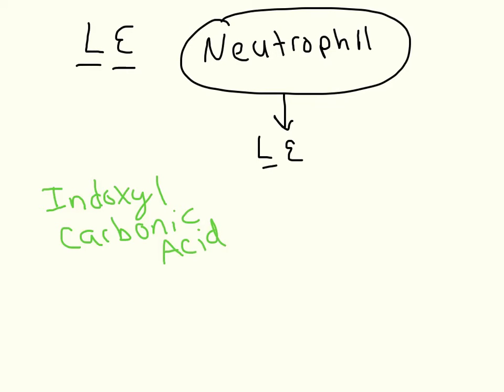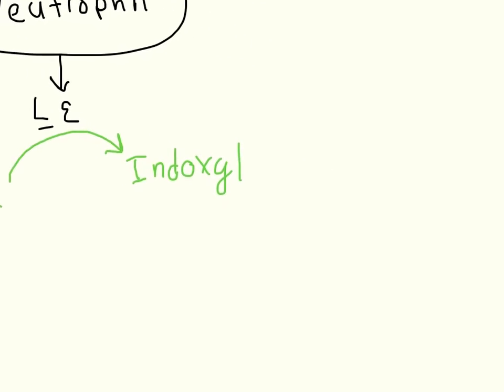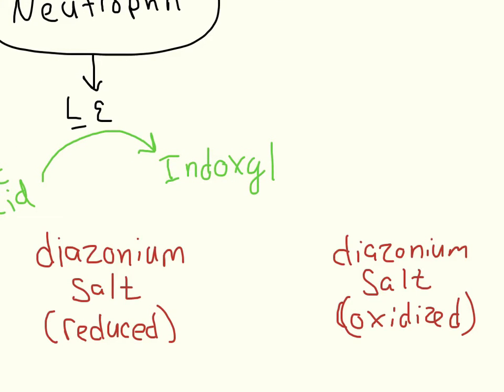So on our dipstick, we're going to have some indoxyl carbonic acid. In the presence of leukocyte esterase, that will get converted into indoxyl. However, how do we know the indoxyl's there? So for the last step, we're also going to have a diazonium salt. The diazonium salt will start off reduced. In the presence of indoxyl, it will become oxidized.